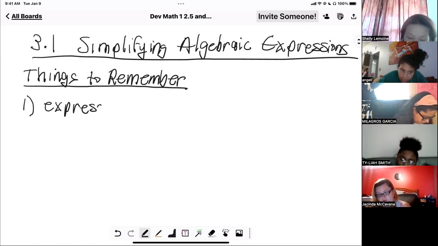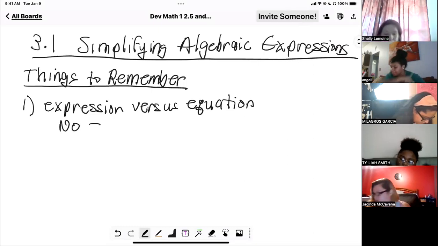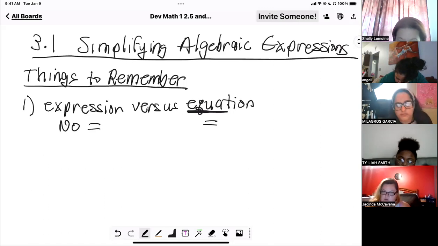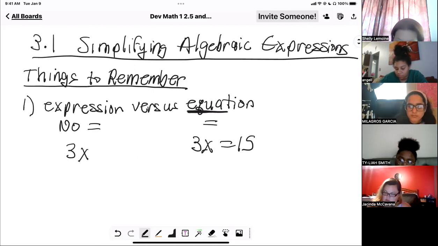Expression versus equation. These get mixed up a lot. I remember when I was in school I would get them mixed up all the time too. So expression has no equal sign. An equation, you can even see the equal sort of kind of there, has the equal sign. So expression would be like 3x. Equation would be 3x equals 15. That's the difference. Expression has no equal, equation has an equal.